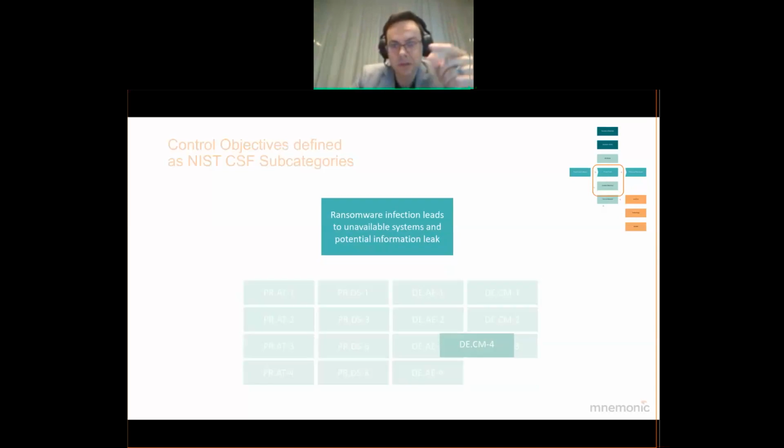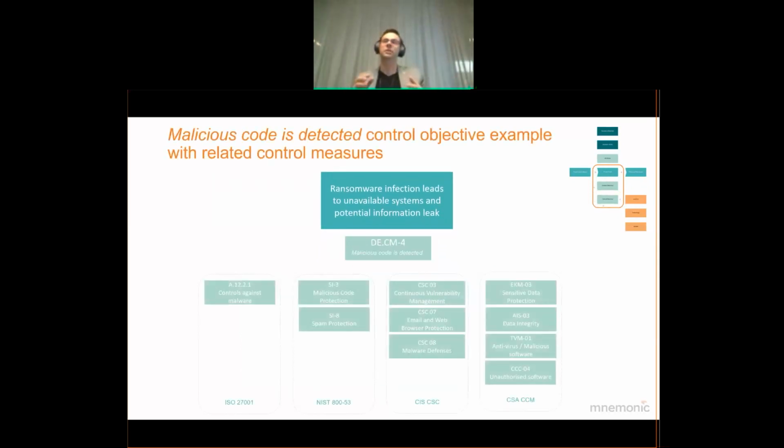If we take one example, we know that one of the control objectives in the cybersecurity framework says malicious code is detected. That's very general, isn't it? How can we do it? We can do it with different controls. For example, if you look into ISO, that is mapped to needing controls against malware. If you look into NIST 800-53, that is mapped to malicious code protection and spam protection, with different implementation guidelines. With the CIS controls, the 3, the 7, and the 8, or the Cloud Controls Matrix, you also have different mappings.